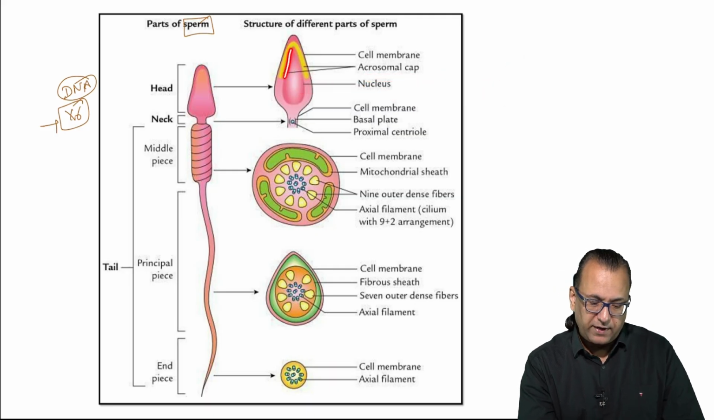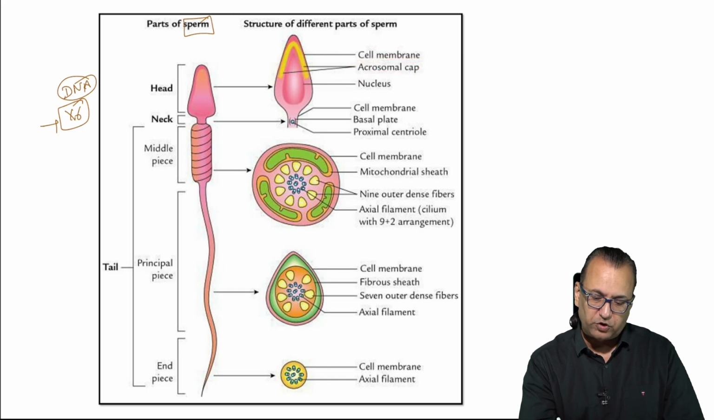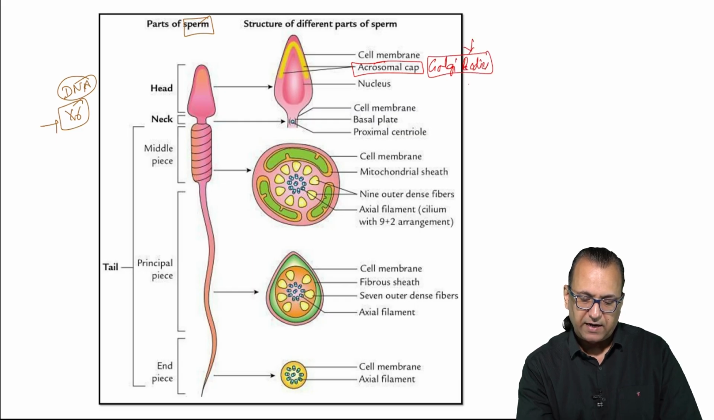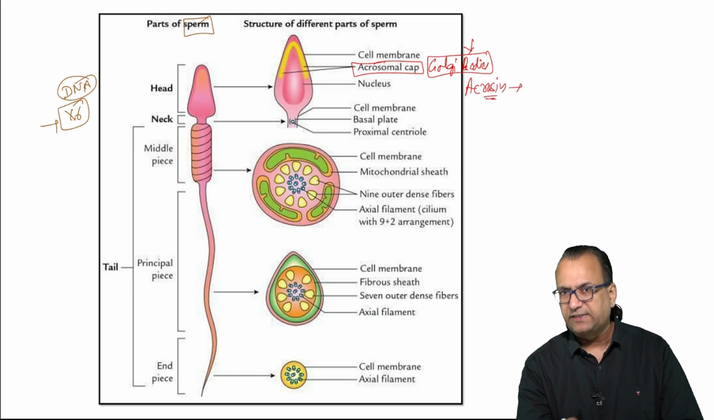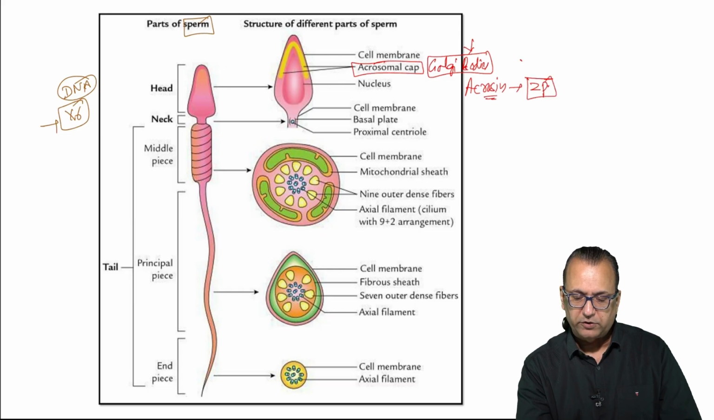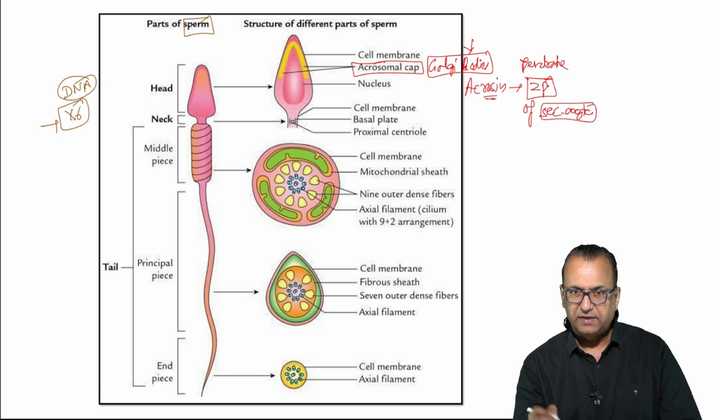There will be Golgi bodies forming the acrosomic cap. This acrosomic cap which you see is formed by Golgi bodies, and the Golgi bodies, as you know, will be packing some enzymes like the acrosin enzyme. So in the acrosome you will have acrosin enzyme. Acrosin enzyme is important because it helps in penetrating the zona pellucida of the secondary oocyte for the purpose of fertilization.